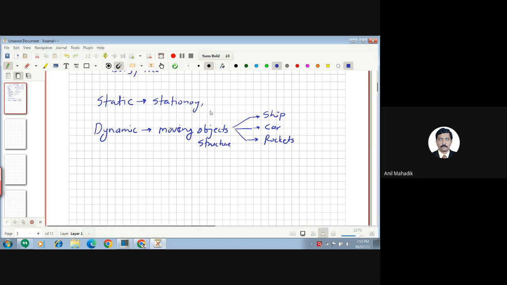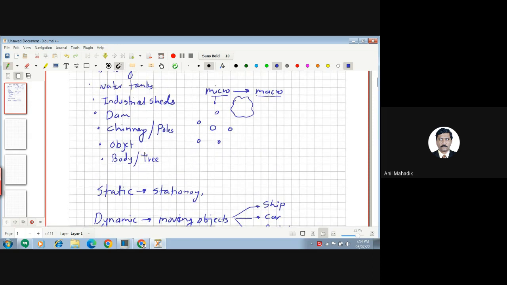And what are the stationary or static structures? These are the structures which we discussed. They are stationary and static. They don't change their position throughout the life of the structure. Okay. So they are always stationary throughout the life.